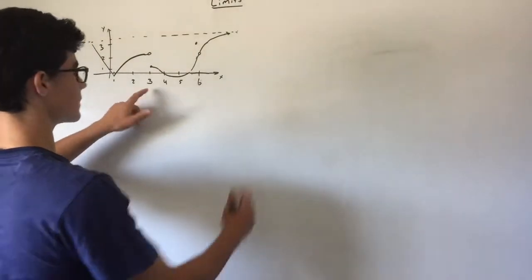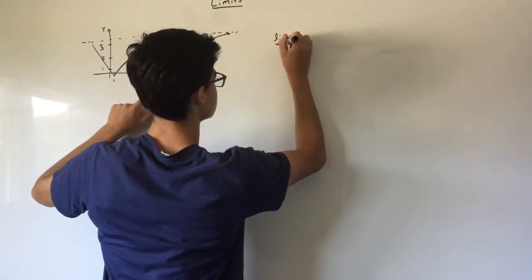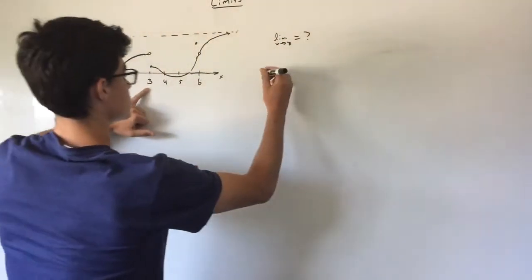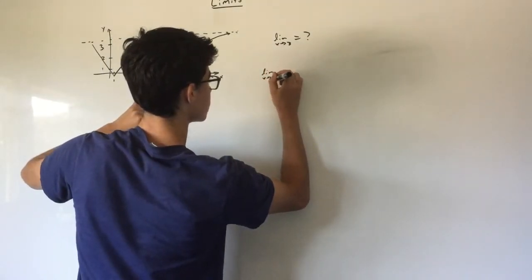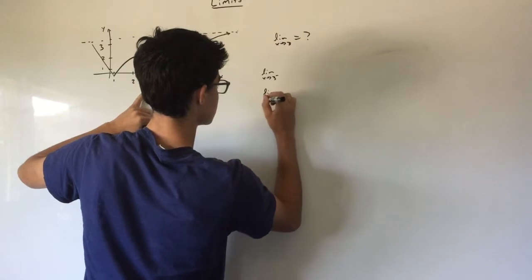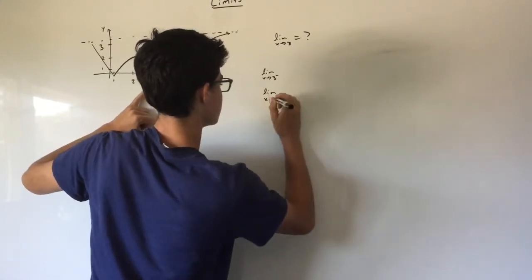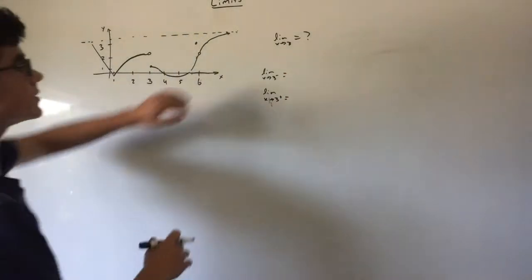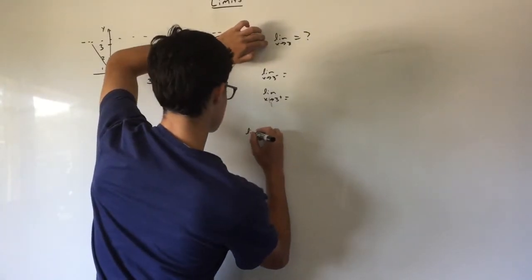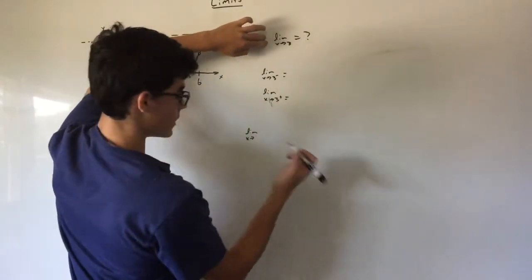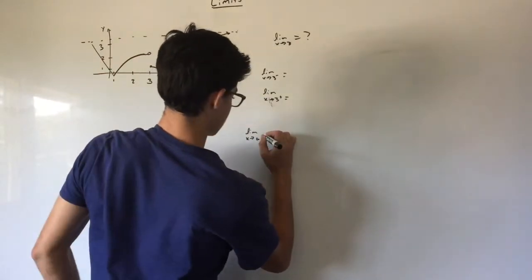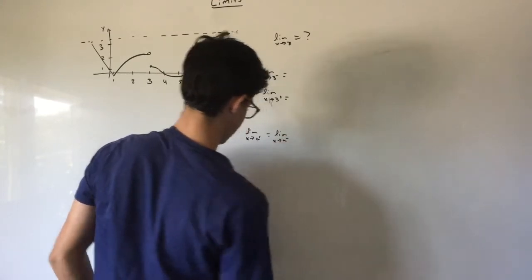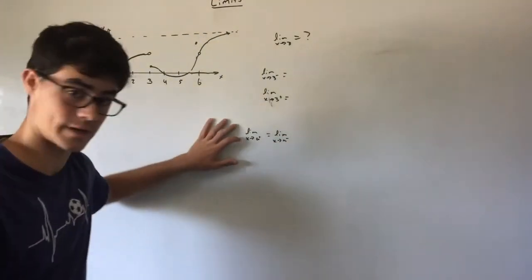When we look at what is the limit as x approaches 3, we look at the limit as x approaches 3 from the left, and x approaches 3 from the right. For a limit to exist at a certain point, the limit as x approaches any number, let's call it a, from the right must equal the limit as x approaches a from the left. If you want to have a limit, this is crucial to have.